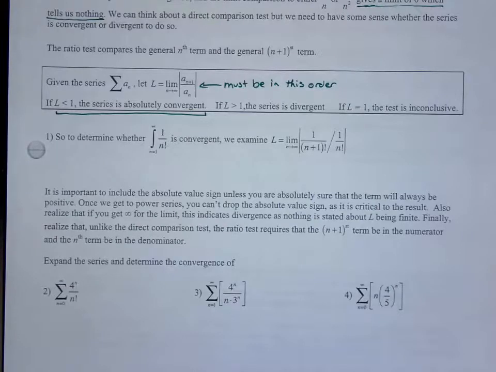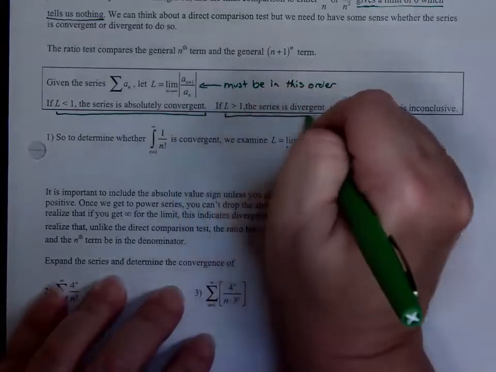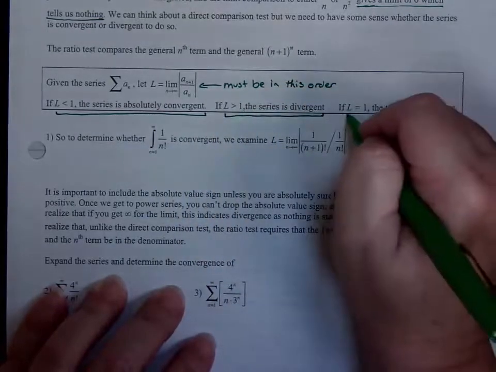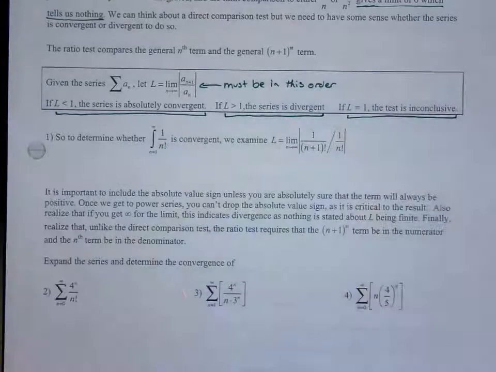If L is less than 1, the series is absolutely convergent. If L is greater than 1, the series is divergent. And if L is equal to 1, the test does not work.